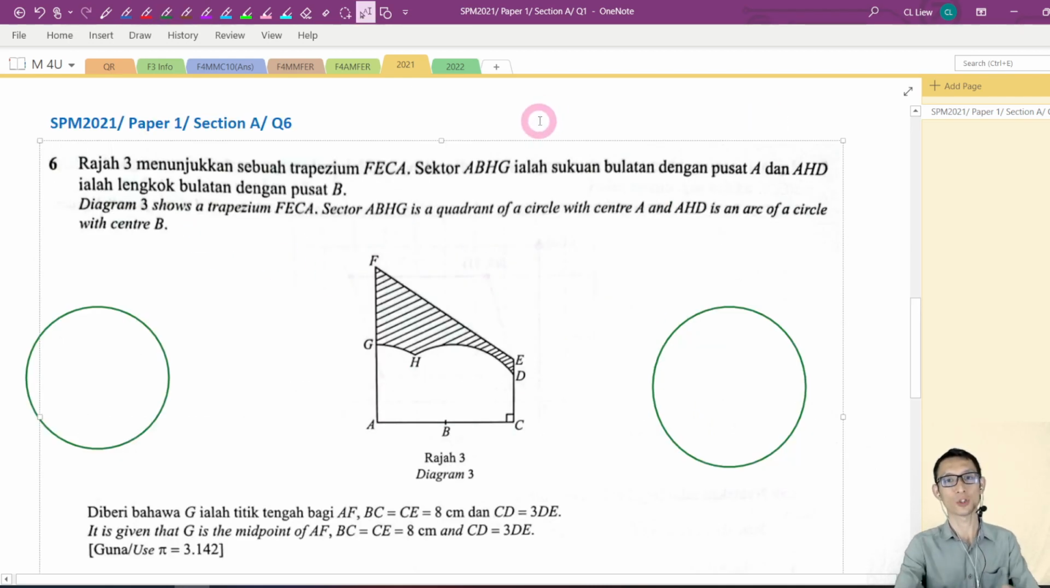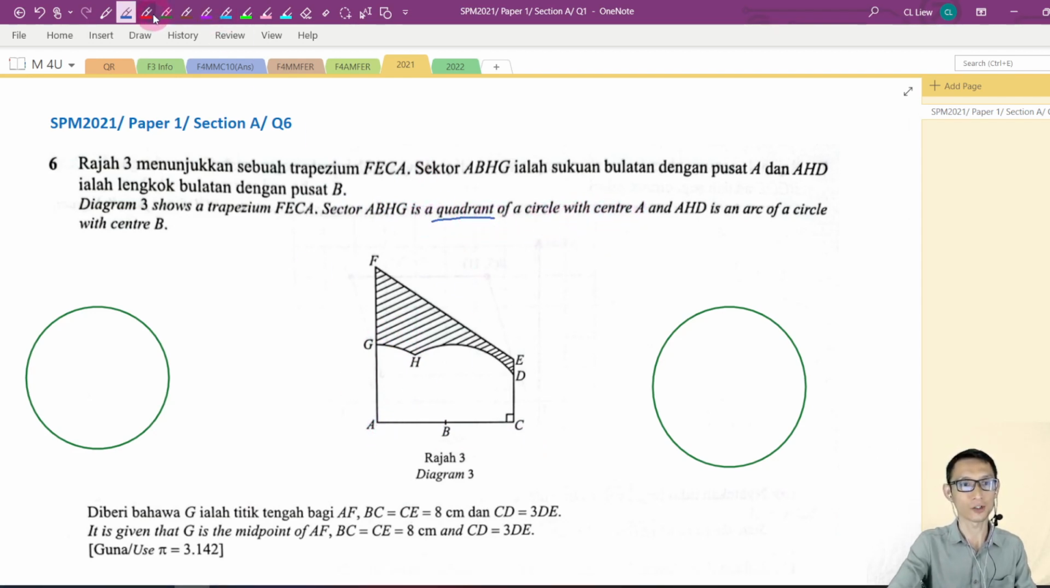Okay, now let's try another question from SPM 2021. This is SPM 2021 paper 1 section B question 6. Diagram 3 shows a trapezium FECA and sector ABHG is a quadrant of a circle with center A. Okay, so the center is over here for this sector ABHG. Since this is 90 degrees, it will be a quadrant.